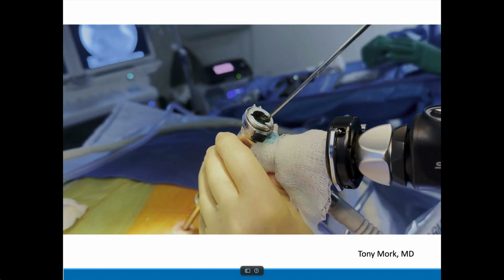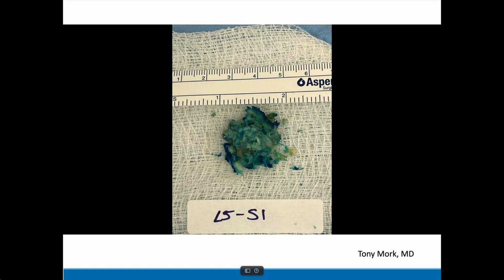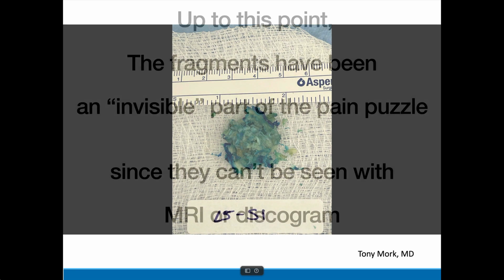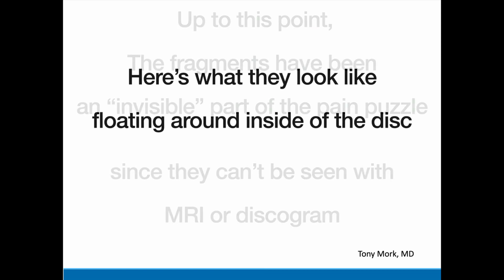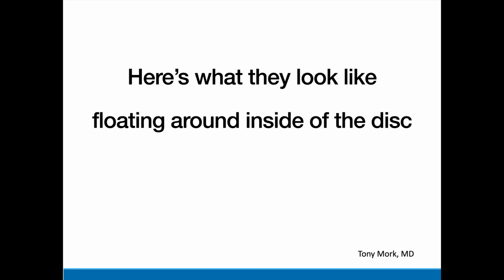The blue stain, methylene blue, indicates that the blue tissue is dead. Methylene blue is an acidophilic dye and will only stain dead tissue. Up to this point, the fragments have been an invisible part of the pain puzzle since they cannot be seen with the MRI or the discogram. Here's what they look like floating around inside the disc.